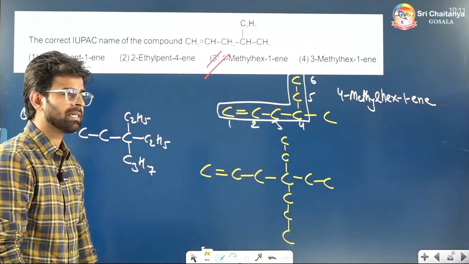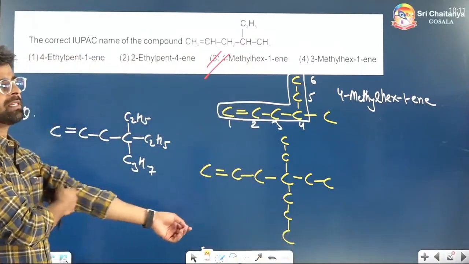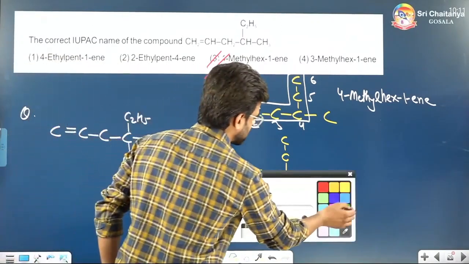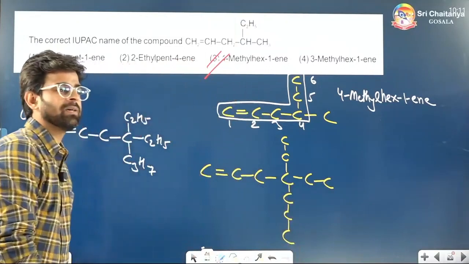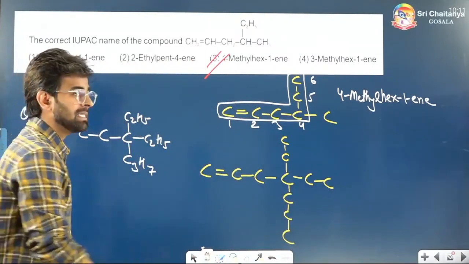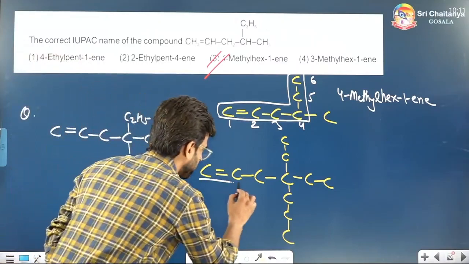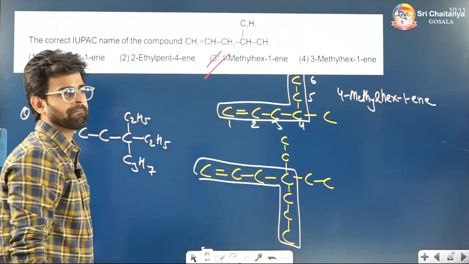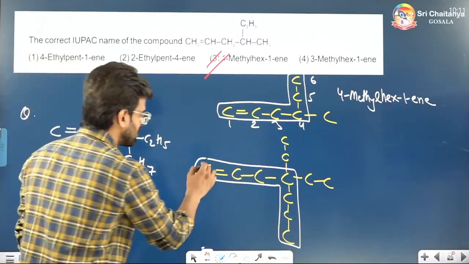Clear? So now give me the answer. Choose the right one. Which is the main chain? What is the main chain? This is my main chain because it has more carbons, with the pi bond also included. Right? I'll go for this one.